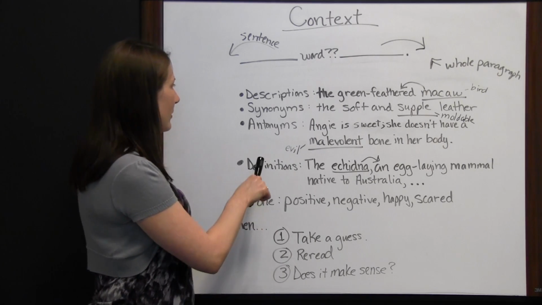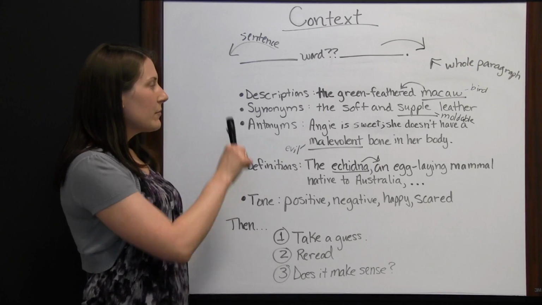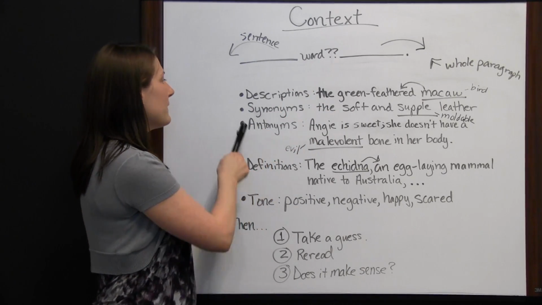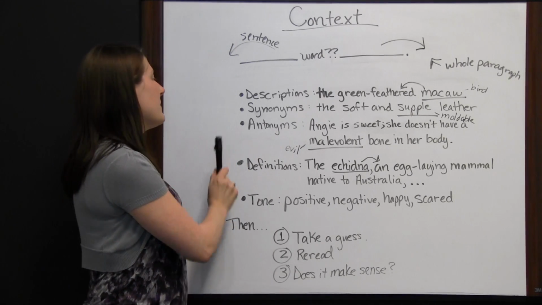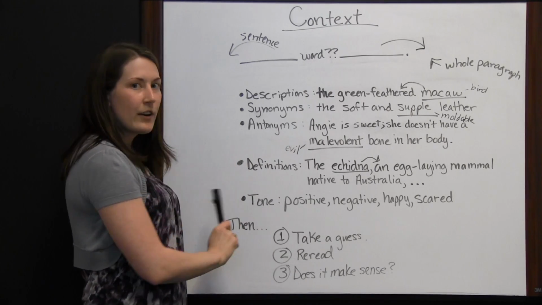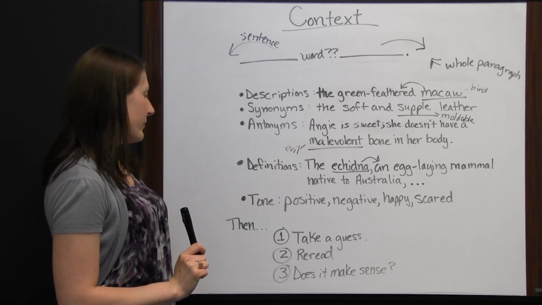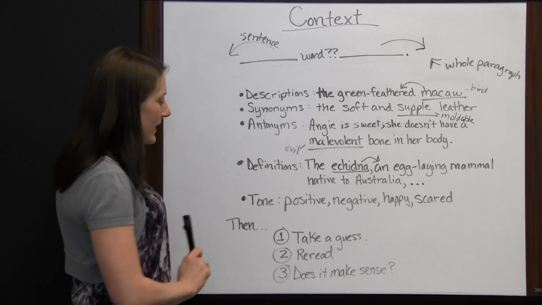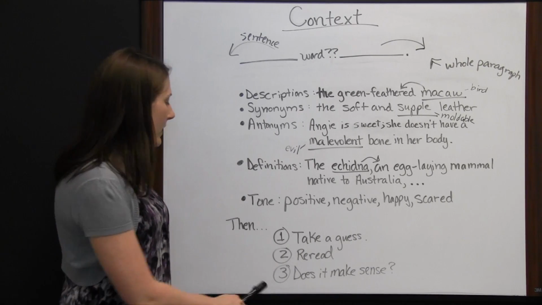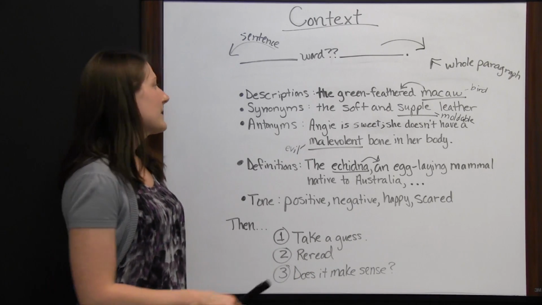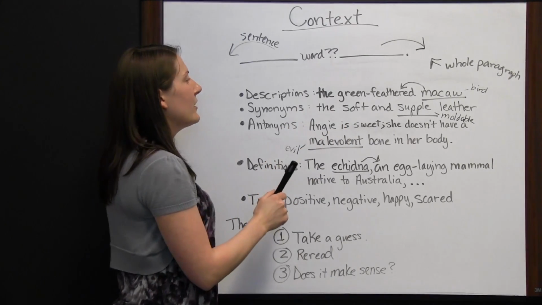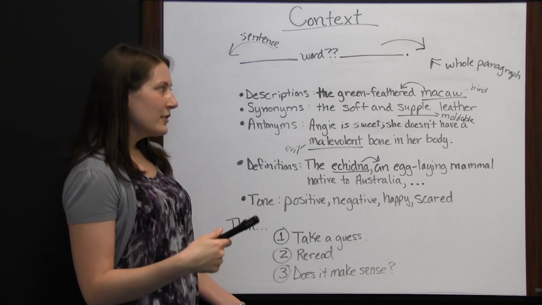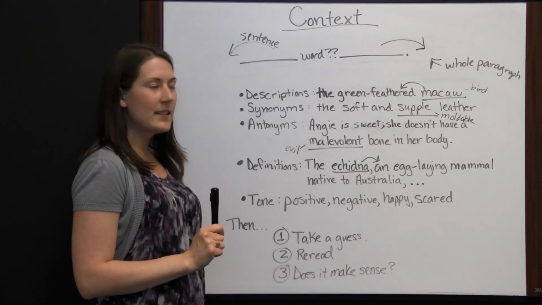So once you've looked at clues and you've tried to figure out, looking before and after the sentence your word is in, looking at the whole paragraph, seeing if you can find a description, a synonym, an antonym, a definition, or figure out the tone surrounding that unfamiliar word, you want to take a guess as to what the word means. And then you want to reread the sentence to see if it makes sense to you and ask yourself, does it make sense? So if we were to insert bird here, the green feathered bird. Well, if it's something that has feathers and we have bird after it, that makes sense, so that one would work.